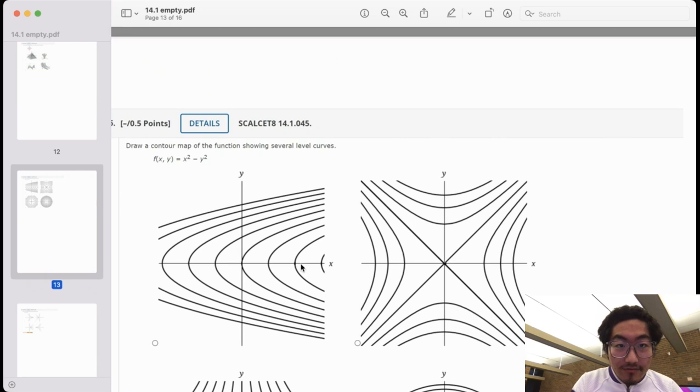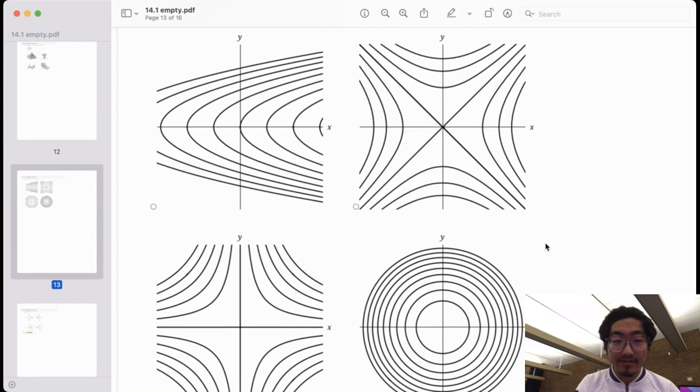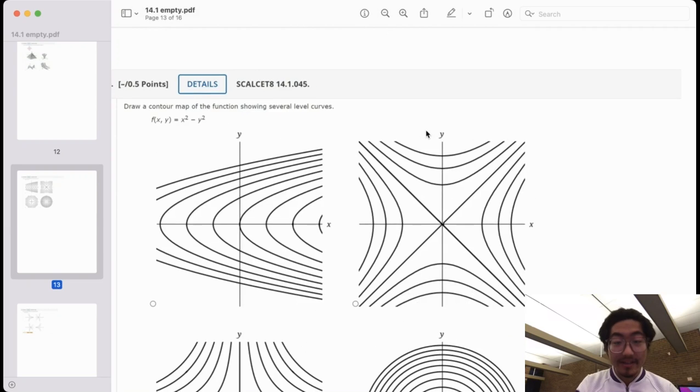How to do the contour map? This one is going to be a little bit of a challenge. If you see f(x,y) equal to x squared minus y squared, what we have is x squared minus y squared equal to c. c can be any constant, so it's going to be the top right.